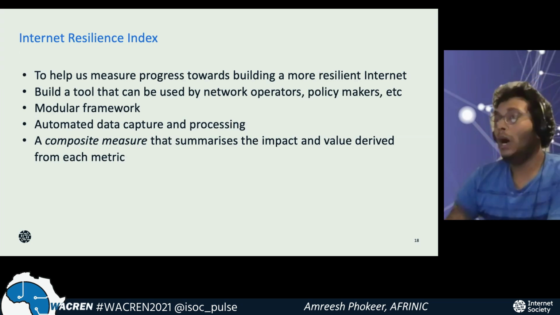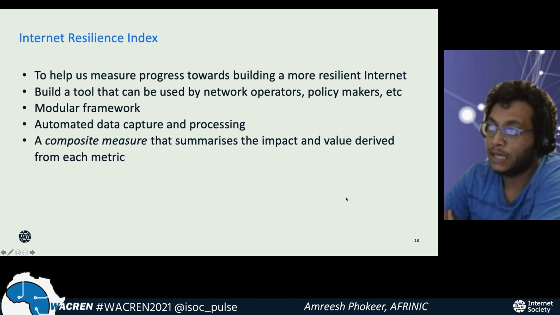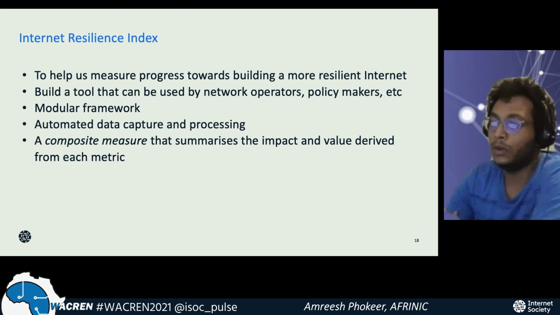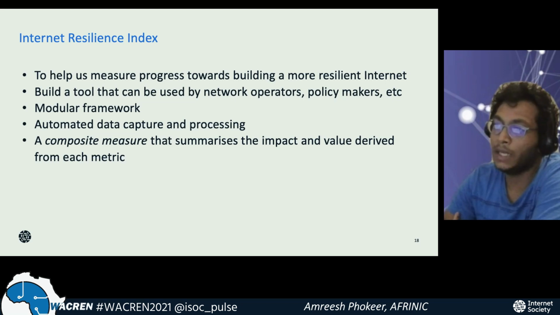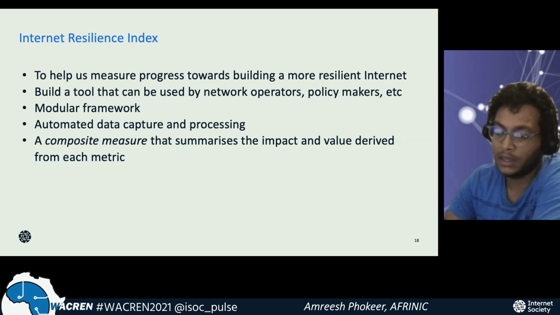So why do we want to create an index? I already answered that. It's to make it easy for people out there, whether you're a network operator or a policymaker or even the end user, to have some sort of indication of how your network is performing or your country is performing as compared to other countries. And this can give a good indication to people making decisions on what metrics or indicators they need to improve so that they reach an acceptable level of resilience.